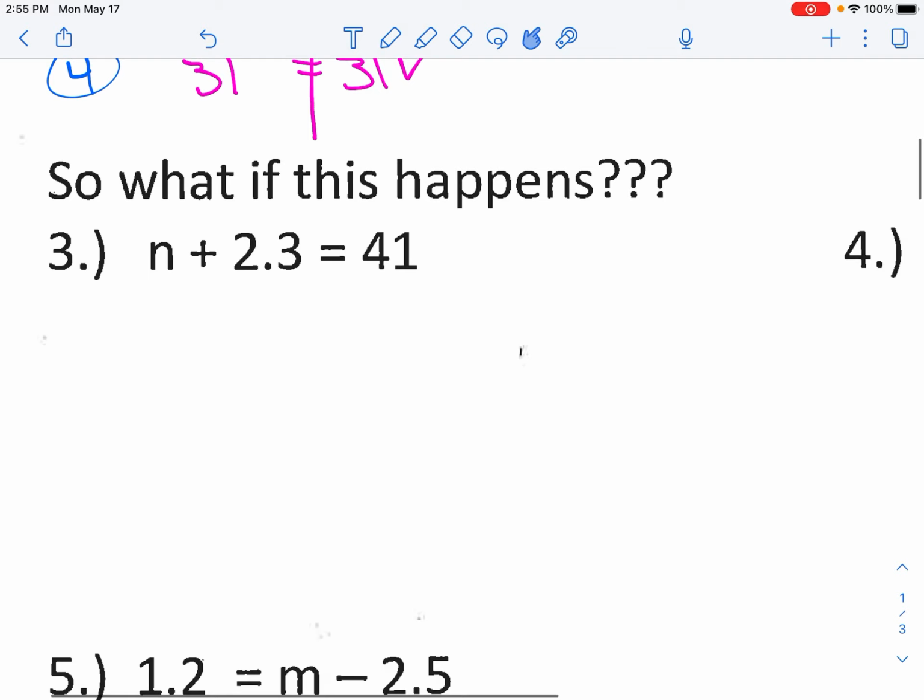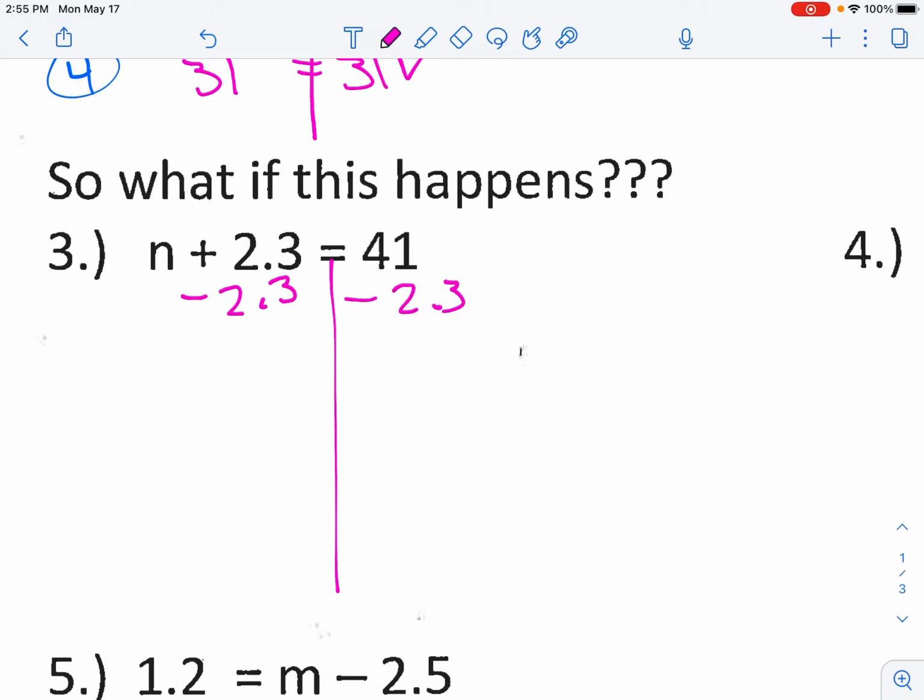All right, so what if this happens? We're going to do the exact same thing. First, I'm going to draw my mirror. This equation is asking what number plus 2 3/10 equals 41. Well, the opposite of adding 2 3/10 is subtracting 2 3/10. If I subtract 2 3/10 from the left, I have to subtract 2 3/10 from the right. 2 3/10 minus 2 3/10 cancels, so over here I have n. Remember, my rule is if you have a 3-digit number, a decimal, or a fraction, you have to show your work out to the side.